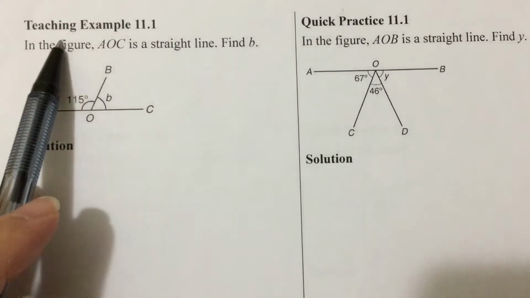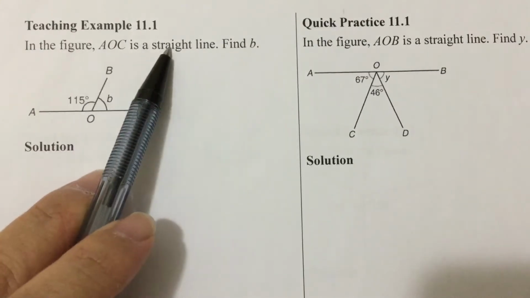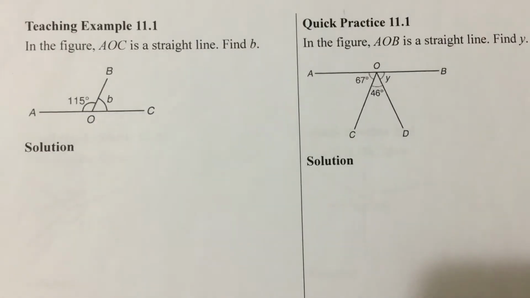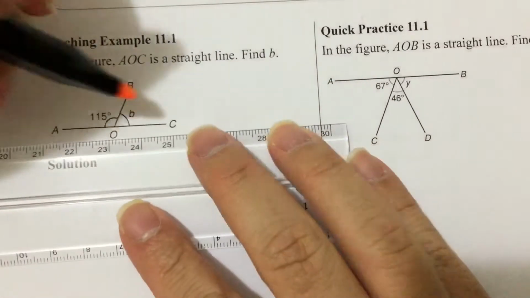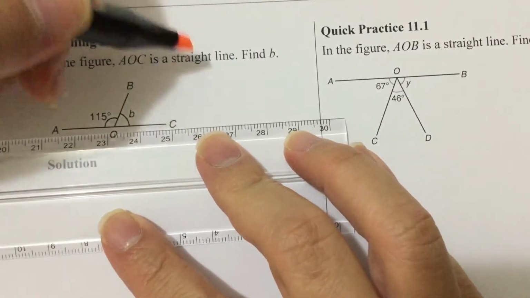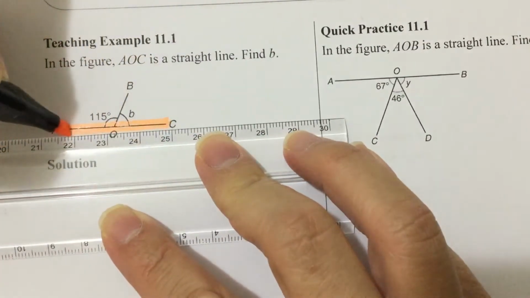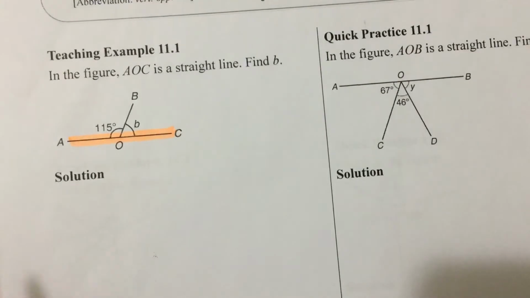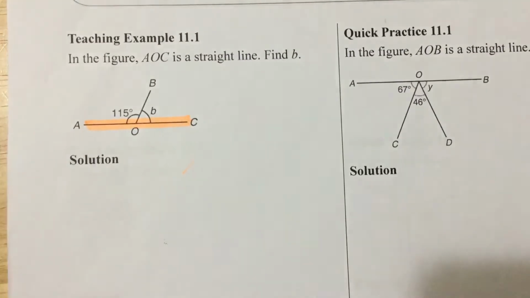Now let's look at the question. In the figure, AOC is a straight line. That means this one is a straight line, AOC. So for every angle on this straight line, we add together and get 180 degrees. The reason is called adjacent angles on a straight line.